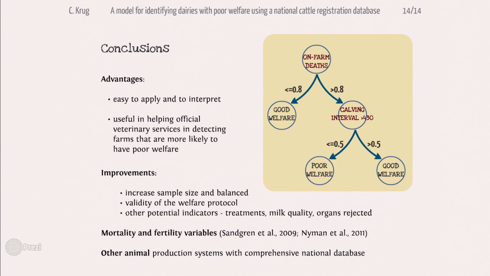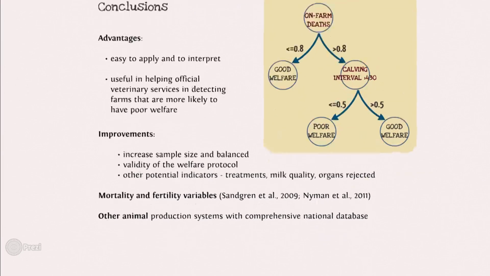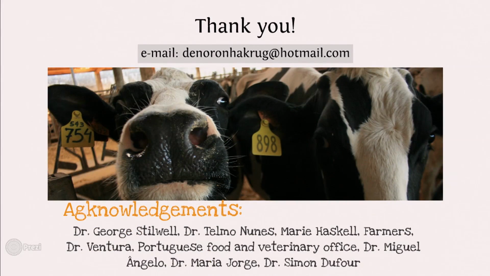And finally, if there are other animal production systems, such as poultry or pigs, that have a good protocol to assess welfare and that have a very comprehensive database, maybe we can actually create other models for other production systems that are similar to this one. Thank you very much.